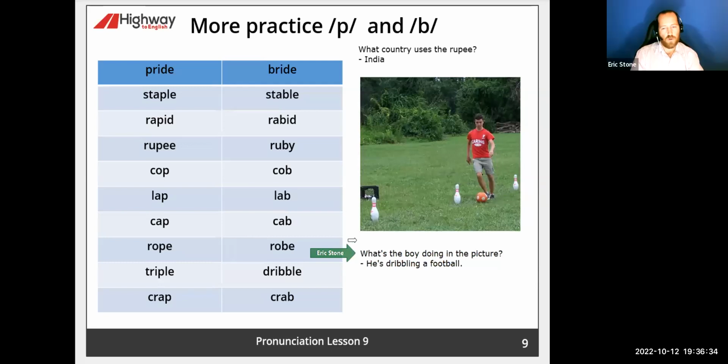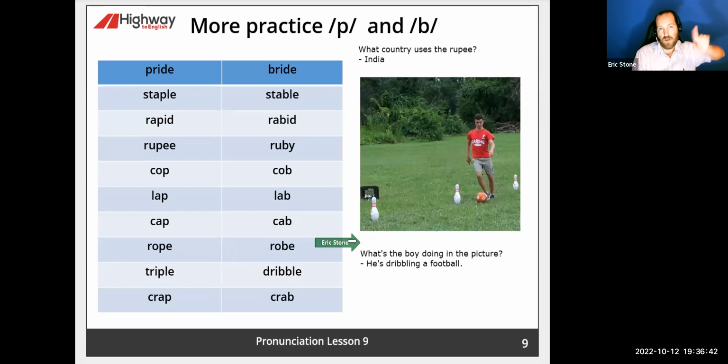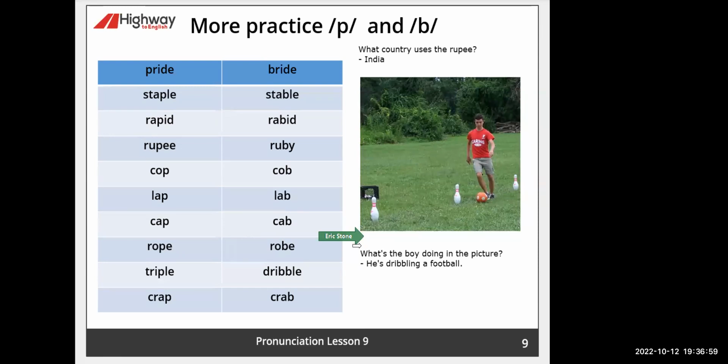To dribble for sport means to move the ball a short distance. We also do it in basketball, but it goes up and down, right? Bong, bong, bong. Same idea. To move the ball a short distance, different than kicking it very far. That's not dribbling. Dribbling is like what he's doing in a little short space.